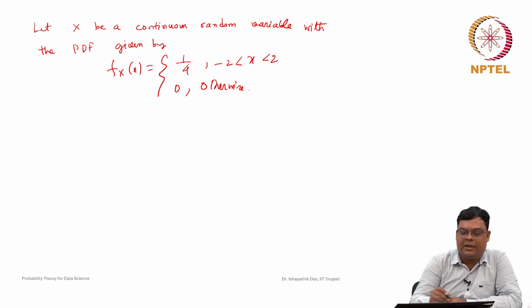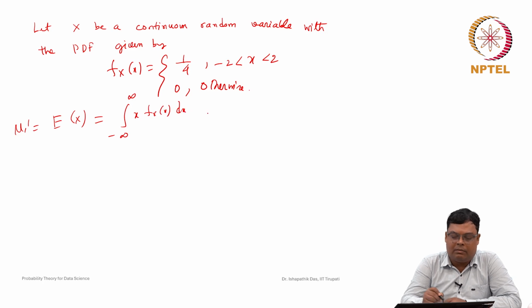So, how to find the mean of this random variable? Because it is a continuous random variable, the expected value of x, mu1 dash, is defined by the integration from -infinity to plus infinity of x f(x) dx. Now, this density function is non-zero only when x is from -2 to +2, otherwise it is 0. So, the integral will be from -2 to +2, and in the other intervals it will be 0. So, then x into the density function will be 1 by 4 dx, plus 0 and plus 0.